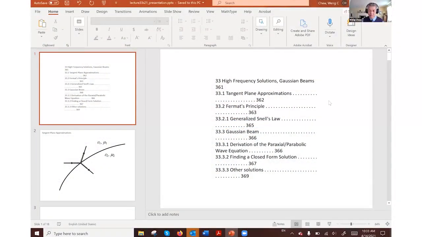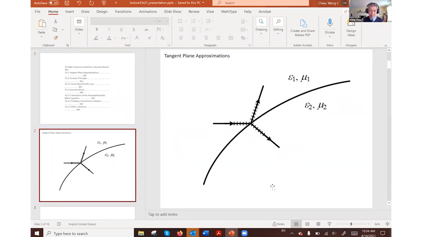Today I'm going to talk about high frequency solutions in Gaussian beams. These are very, very useful solutions because they approximate, but yet they offer great physical insight. They are especially useful in the optical regime where the wavelengths are very short. So the first thing you can make when the wavelength is very short is called a tangent plane approximation.